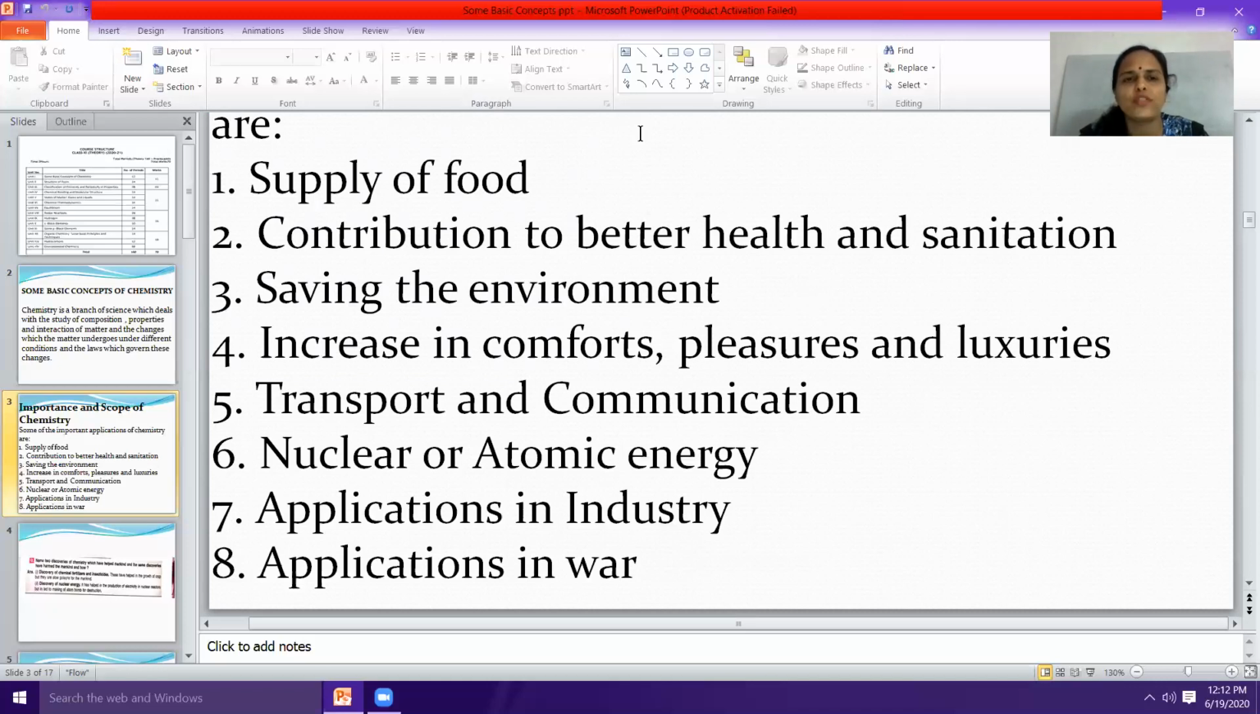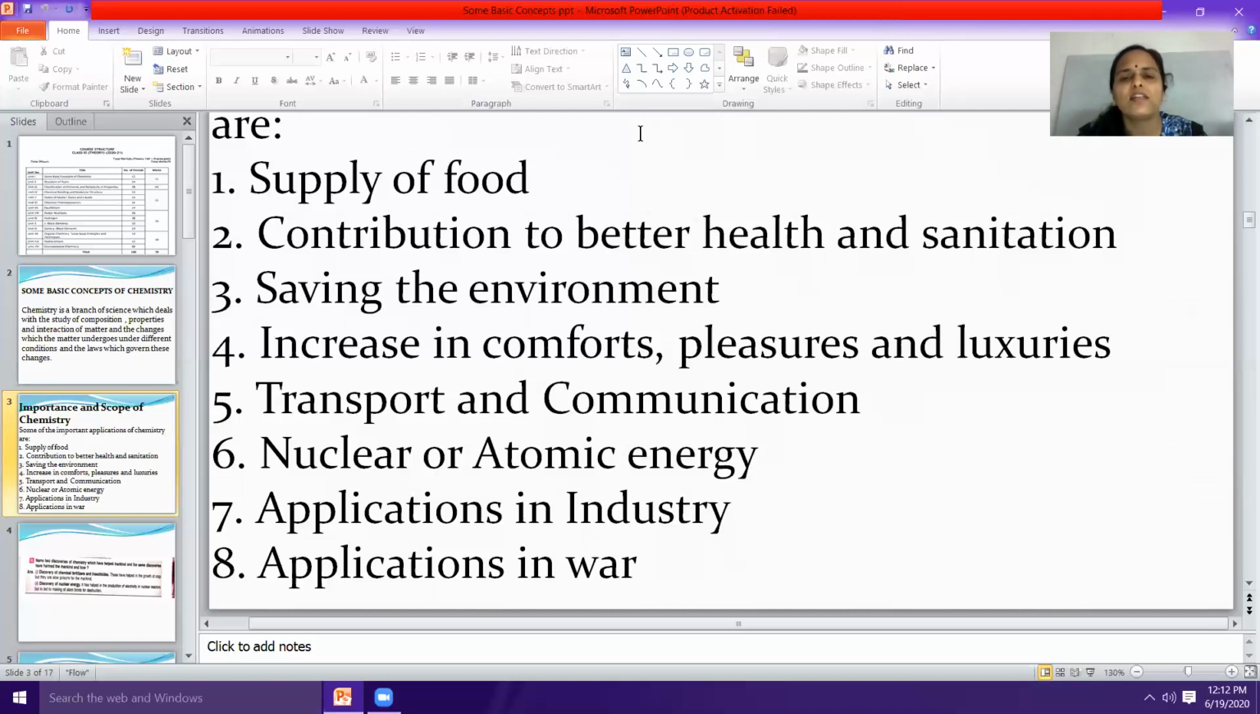The last one, applications in war. Chemistry has also increased the striking power of man in war times. It is responsible for the discovery of highly explosive substances such as TNT. TNT stands for trinitrotoluene, nitroglycerine, and dynamite, and many other deadly weapons like the atom bomb and hydrogen bomb.